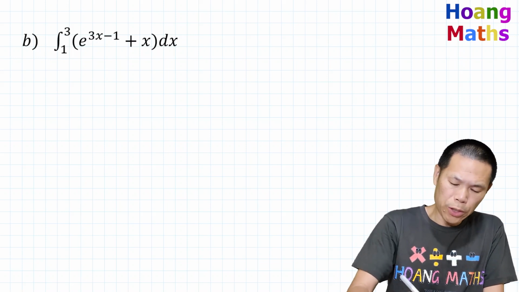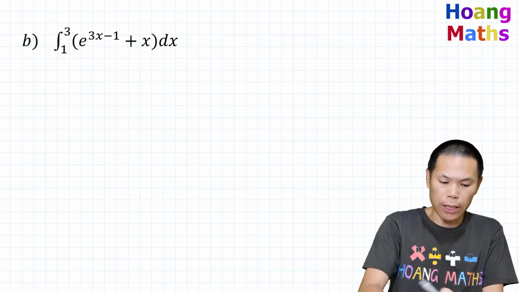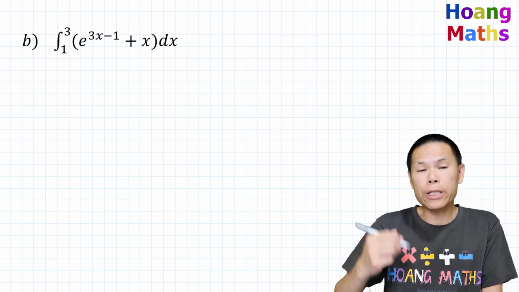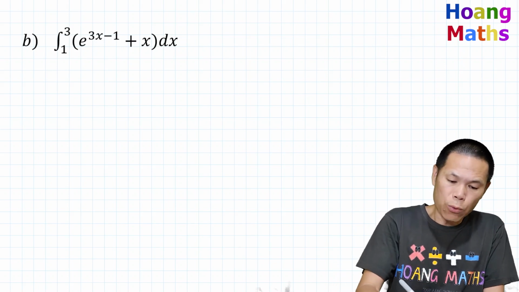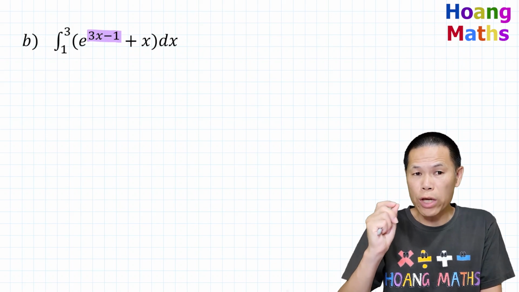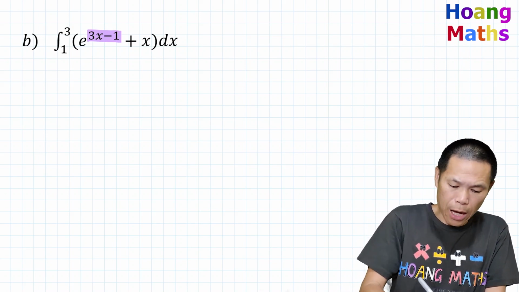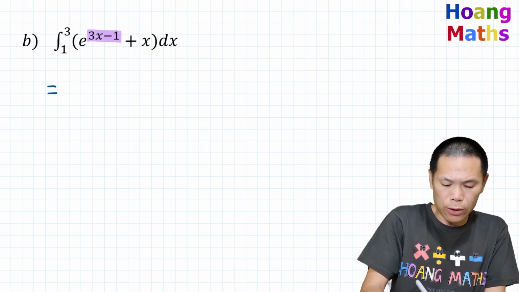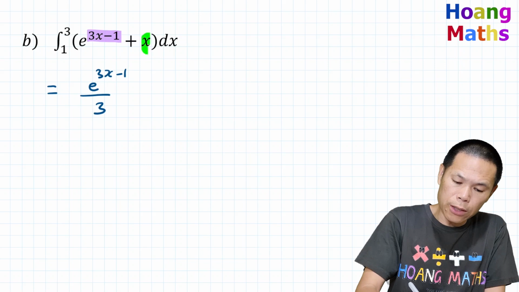Part B. What we do is we need to integrate these functions, and then we integrate these functions. Keep that in mind. To integrate e to the power of 3x minus 1, we just differentiate this function here. To differentiate 3x minus 1 gives us 3, so we divide by 3. So e to the 3x minus 1, divided by 3. So that's done.